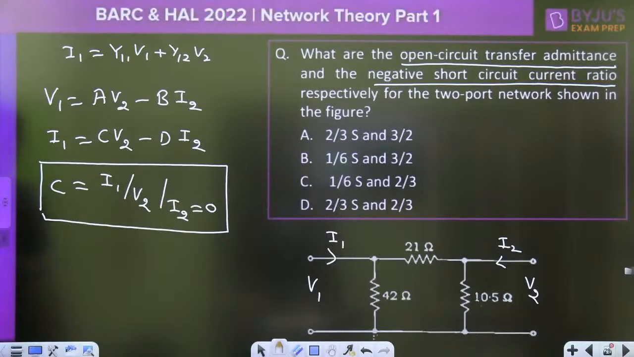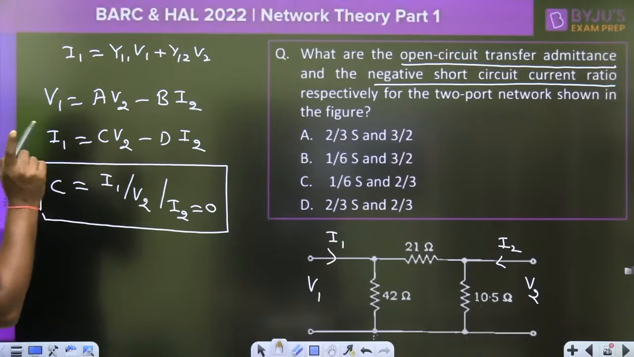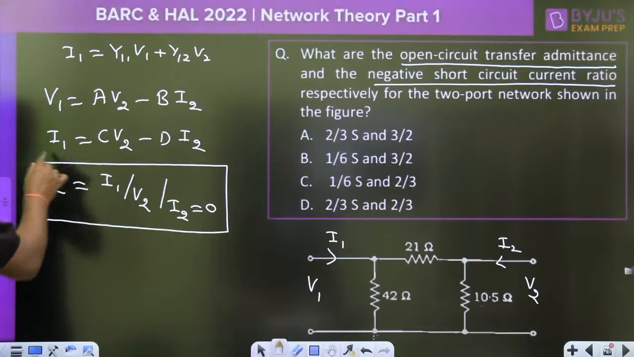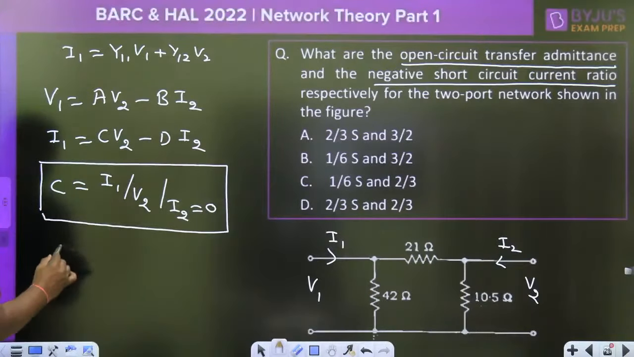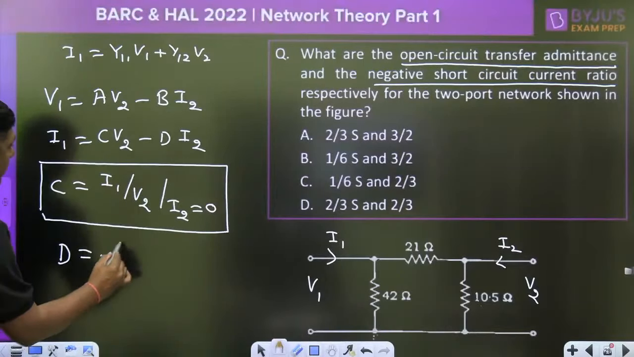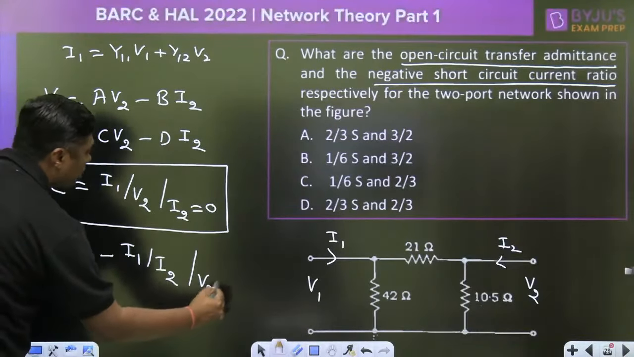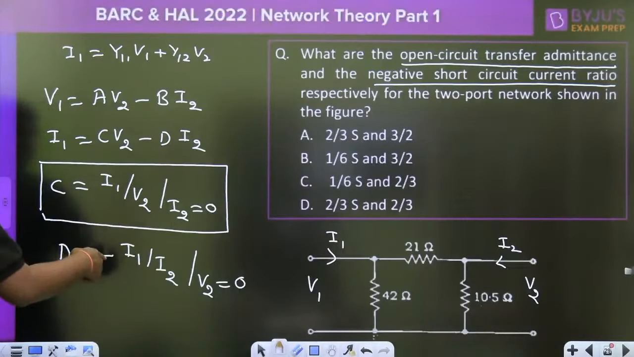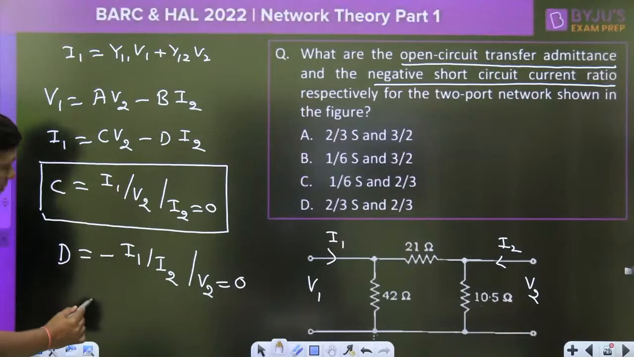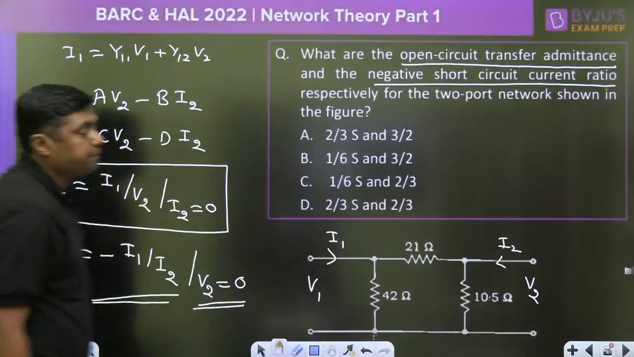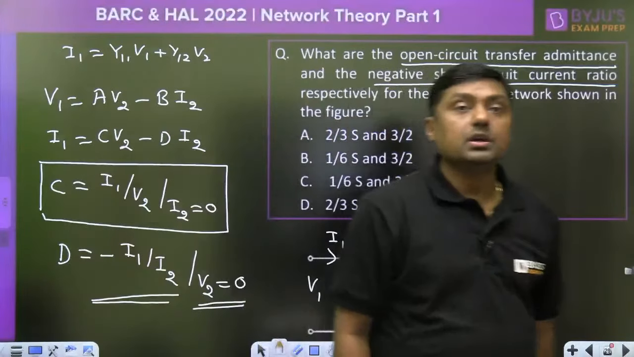So you have to calculate the C, and the second one is the short circuit current ratio, which means I1 by I2. This we have to calculate, the D. What is the D equal to? Minus I1 by I2 with V2 equal to 0. V2 equal to 0 means what? Short circuit. A negative sign, and that's why it is given as the negative short circuit current ratio. This is the negative short circuit current ratio when the output is short circuited. That is the value. Yes.